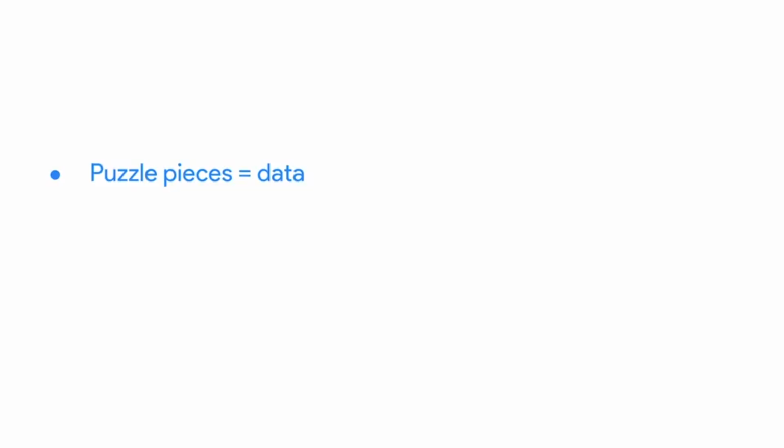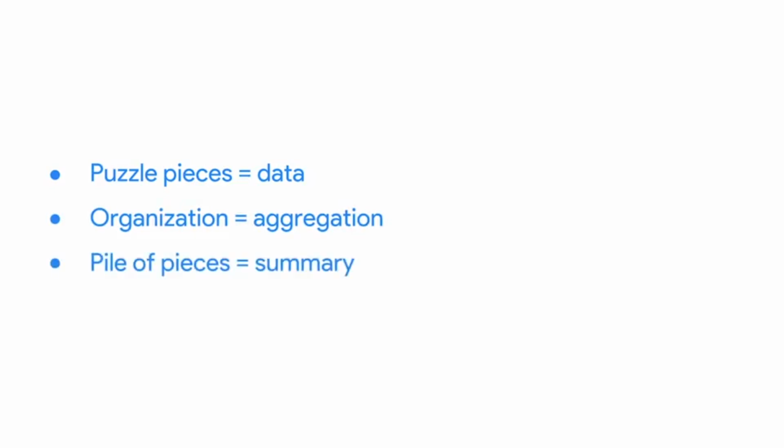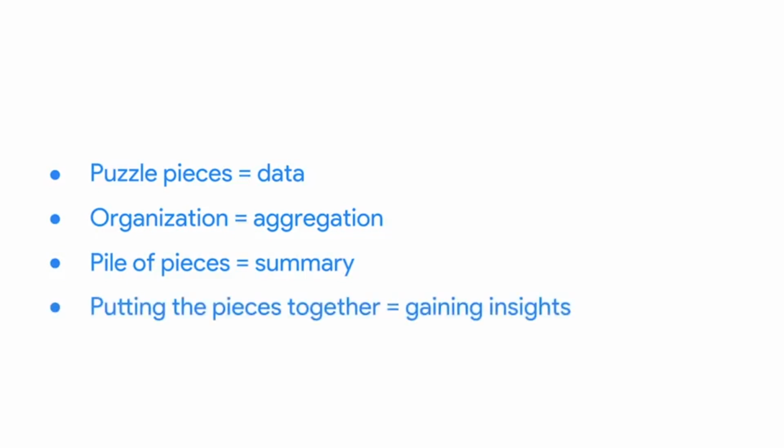So in data, the puzzle pieces represent the data that lives in different separate data sets. Getting them organized is the aggregation process. Then the piles of pieces that complete a single puzzle become your summary. And finally, putting those pieces back together is like analyzing them to gain important insights. Data aggregation helps data analysts identify trends, make comparisons, and gain insights that wouldn't be possible if each of the data elements was analyzed on its own.